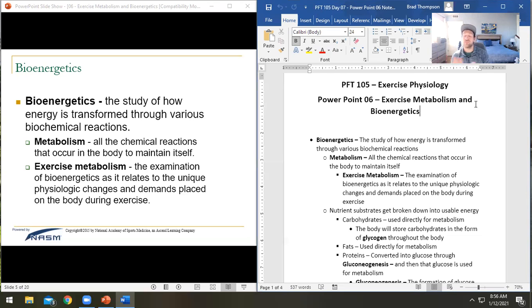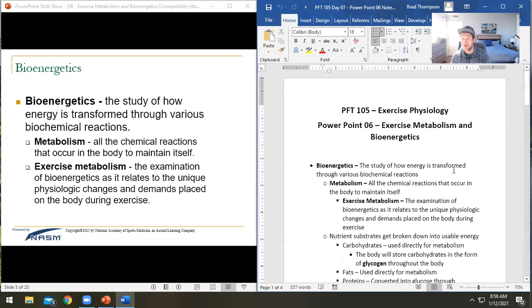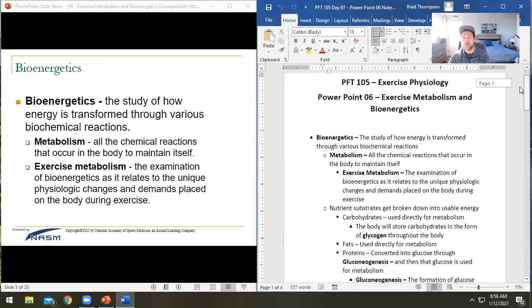So looking at bioenergetics, a key piece of vocabulary here. And one last little thing just before I launch in. You will also notice that normally my notes filter out the PowerPoints. Well, you'll probably notice that the notes are pretty much the entire PowerPoint today. That shows you how important this PowerPoint is.